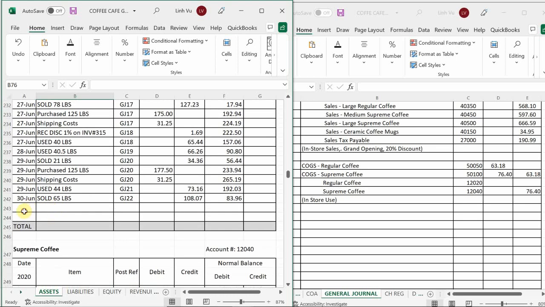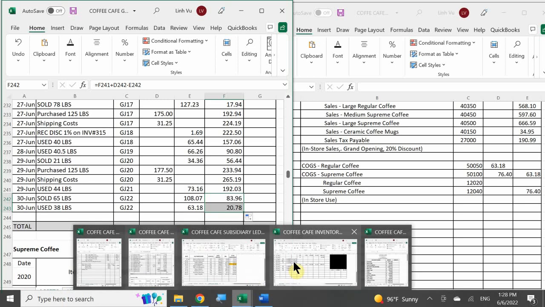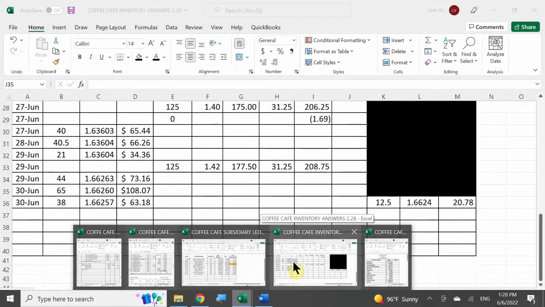We used 38 pounds for a grand total of $63.18. And that should decrease your account by a total of $20.78, which for sure matches my inventory worksheet.